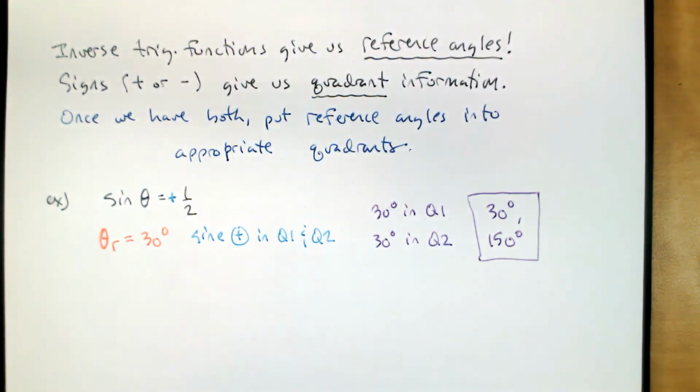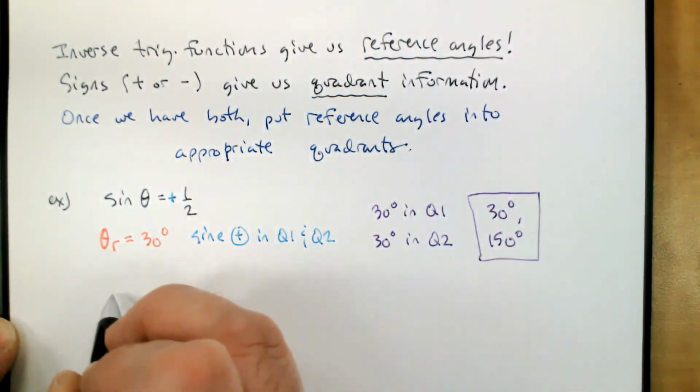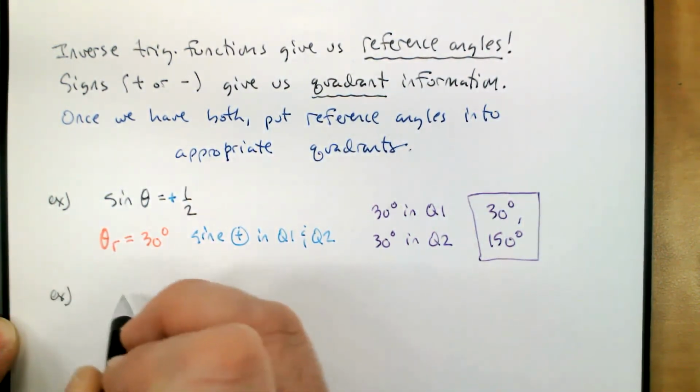So this is one level up from using an inverse trig function to find an acute angle. Any questions?